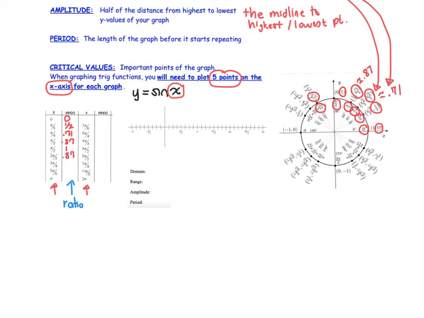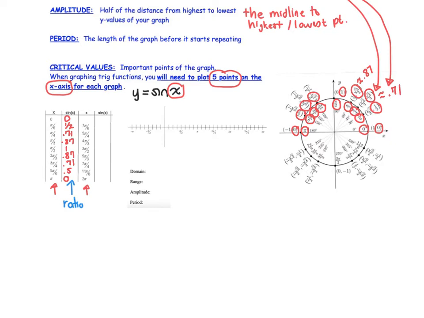At 3 pi over 4, my sine value is root 2 over 2, which is another 0.71. At 5 pi over 6, my sine is once again 1/2. And at pi, my sine is 0. So these are all my ratio values.